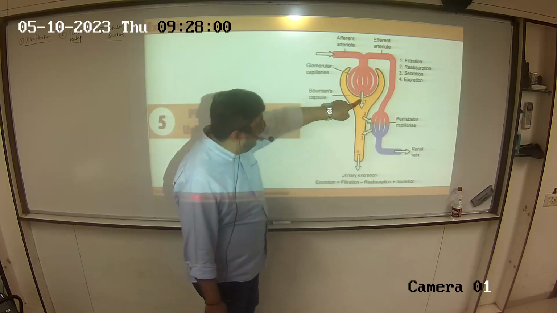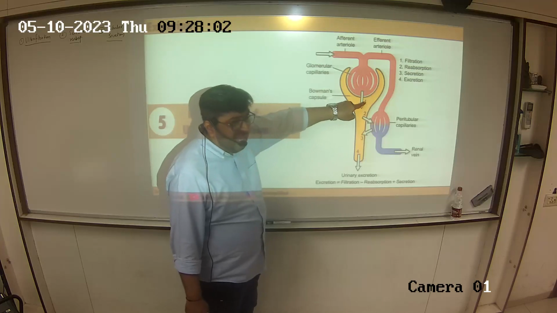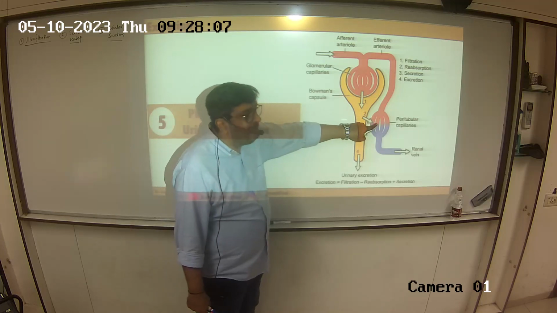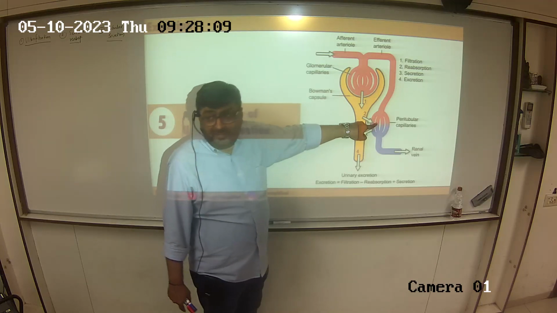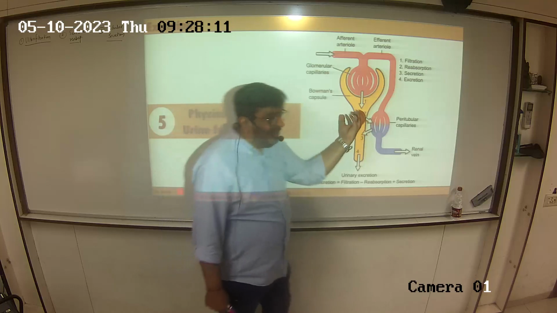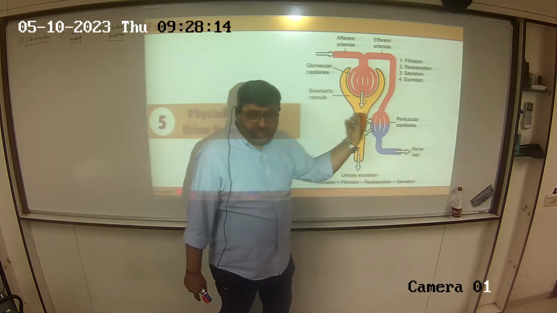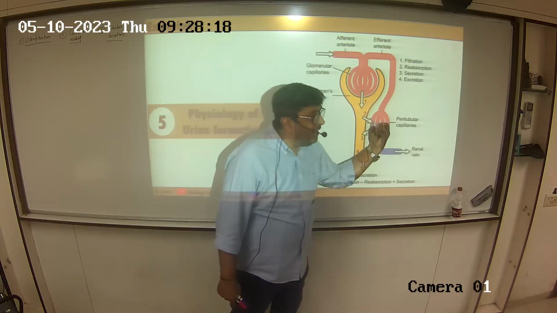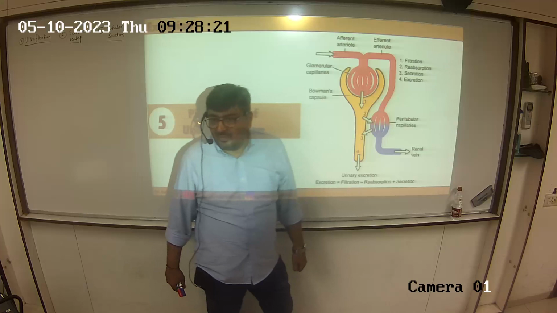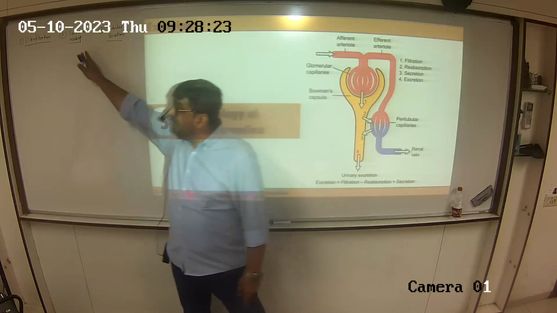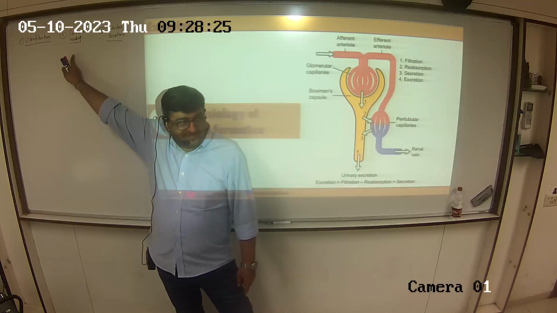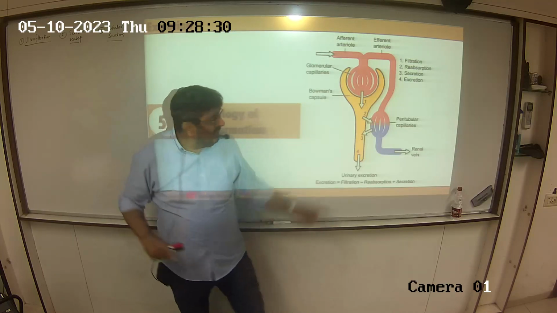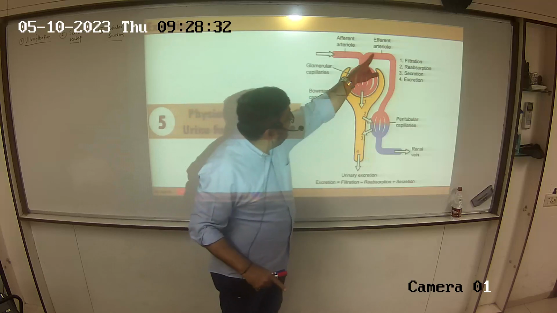So, whatever useful substances are lost in the filtrate, they will have to be taken back into blood. But selectively. So, I will selectively take glucose, I will selectively take amino acids, selectively take vitamins, back into my body, back into the blood. Body means blood. So this step is called selective reabsorption. This is selective reabsorption.